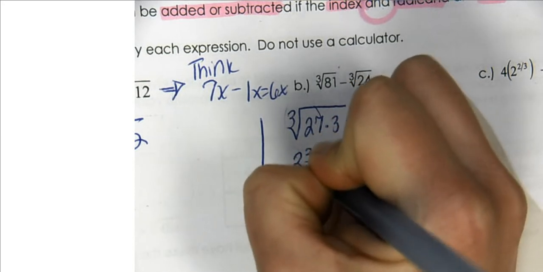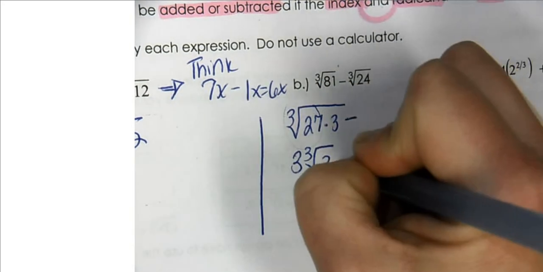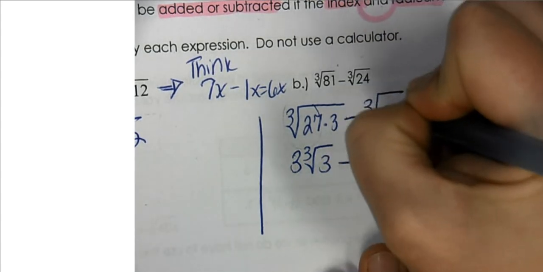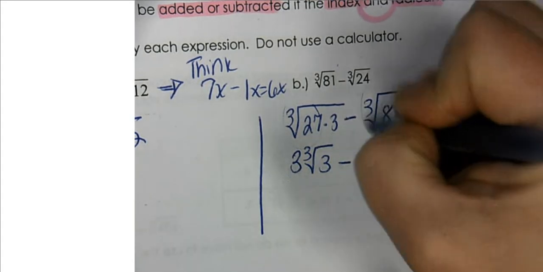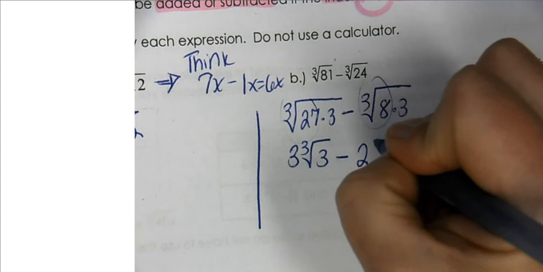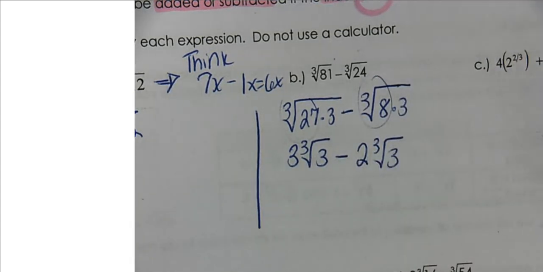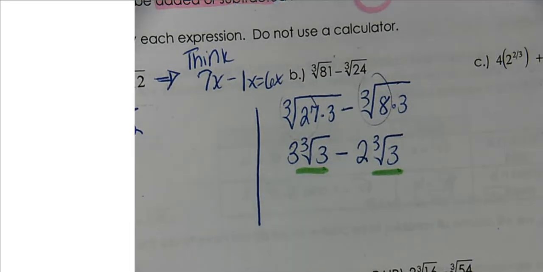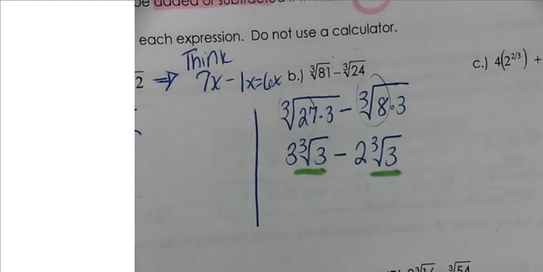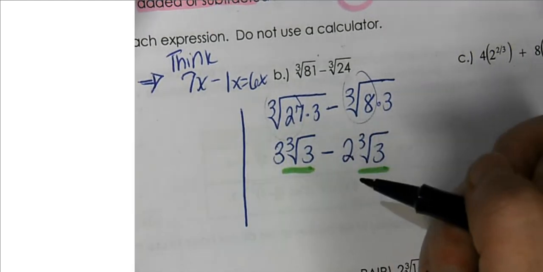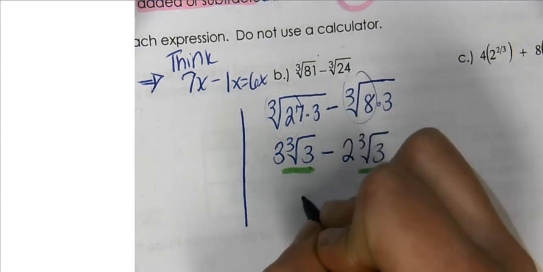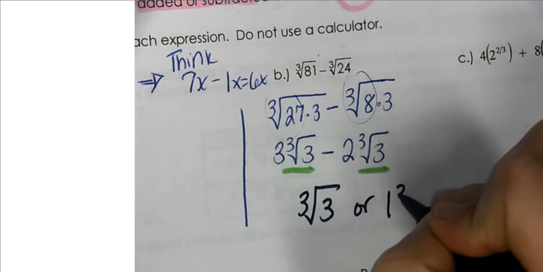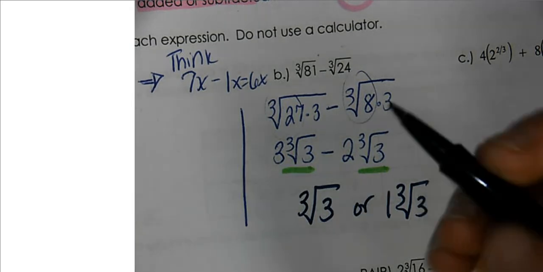So this is 3 cube roots of 3 minus, my perfect cube factor that can go into 24 is 8. So this is 8 times 3, and I know that the cube root of 8 is 2. So this is 2 cube roots of 3. Now, if you notice, we have the cube root of 3 in both of our expressions, so I can now combine them. 3 minus 2 is simply 1 cube root of 3. You can write your answer as cube root of 3 or 1 cube root of 3. Both ways are perfectly acceptable.